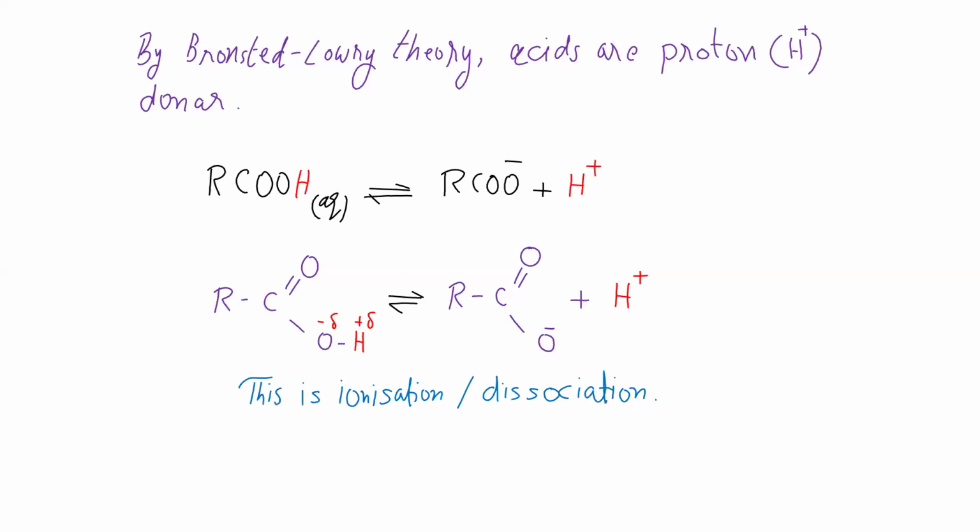Now, so we make this concept that this is how an acid works. This is called dissociation or ionization. So carboxylic acid, like all other acids, now this is very important. If you remember this theme, the carboxylate ion is basically the product. Hydrogen ion is the product. Hydrogen ion is called proton.